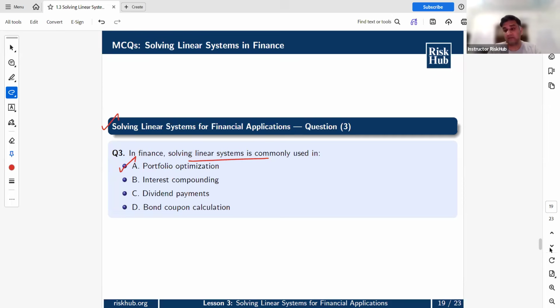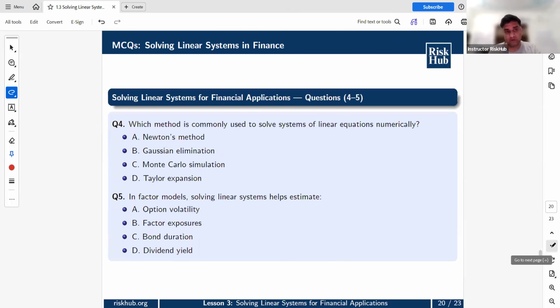Okay. And once we have seen this, we get into question number 4. Which method is commonly used to solve a system of linear equations numerically? Gaussian elimination, because it forms the basis for your modern numerical solvers. Right. And question number 5, in a factor model, solving a linear system helps estimate what? Your factor exposures. These are your betas, right? Values in your factor regression.